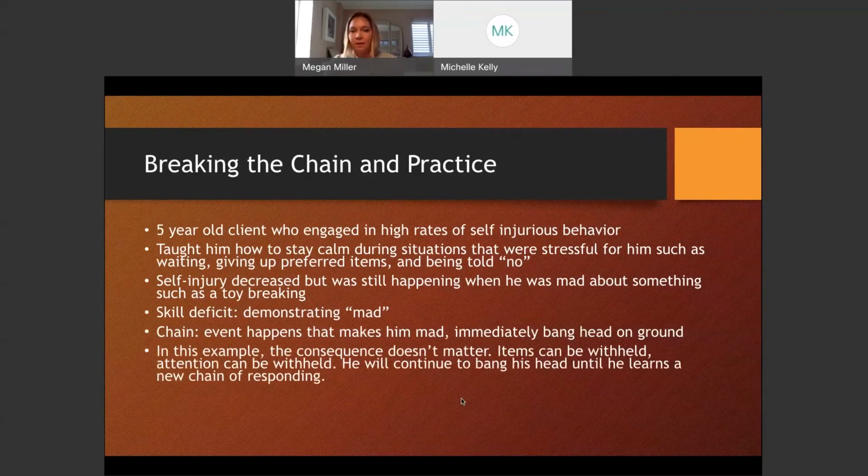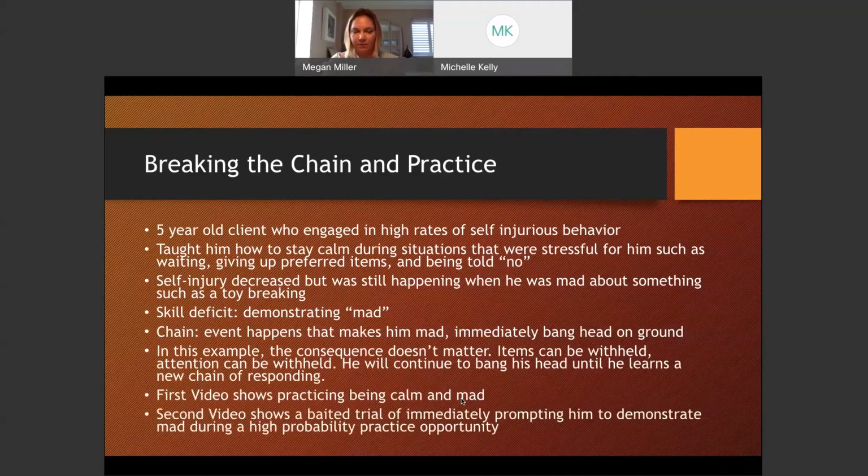So in this example, the consequence didn't matter. Items could be withheld, attention could be withheld. He would still continue to bang his head until he learns a new chain of responding. So I already went through what the videos were as well.